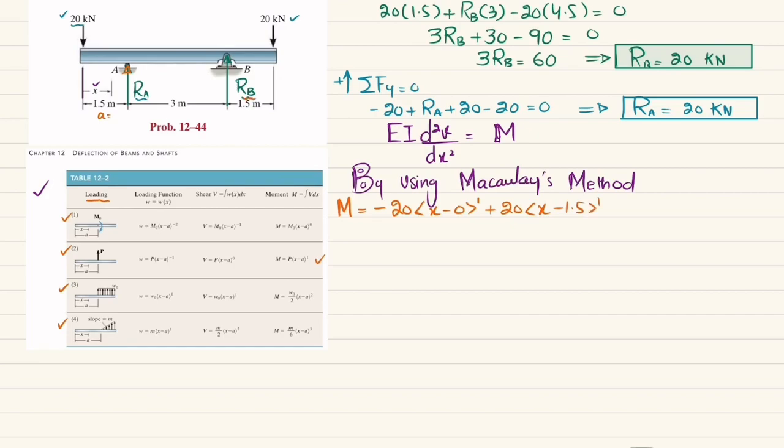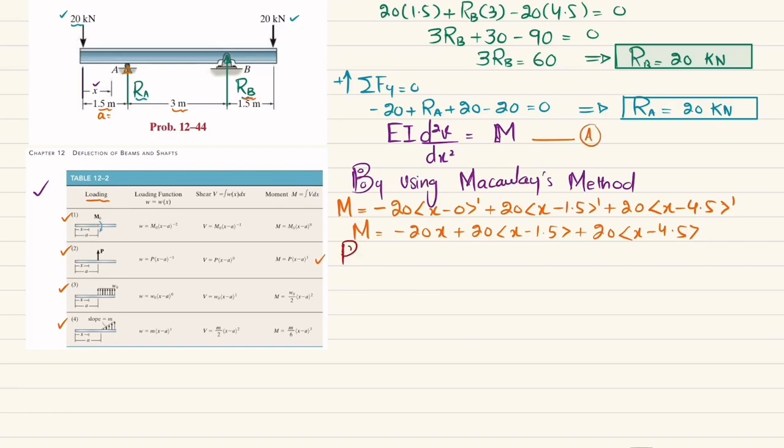The third one is RB, and that is also positive because it is upward, so the moment equation will be positive. RB is 20 into x minus a, where a for RB will be equal to 1.5 plus 3, which is 4.5, power 1. So the moment equation will be minus 20 into x plus 20 into x minus 1.5 plus 20 into x minus 4.5. Let this be equation number A.